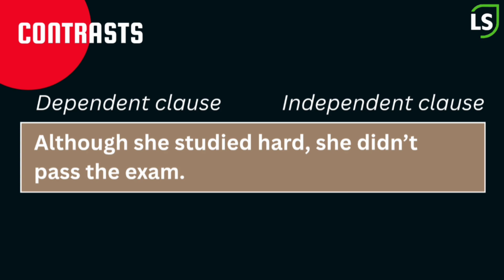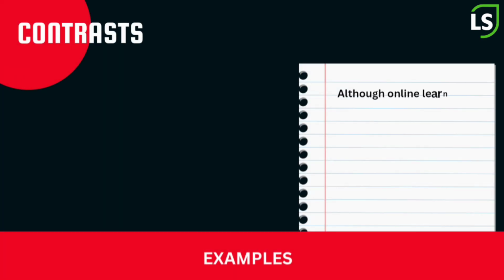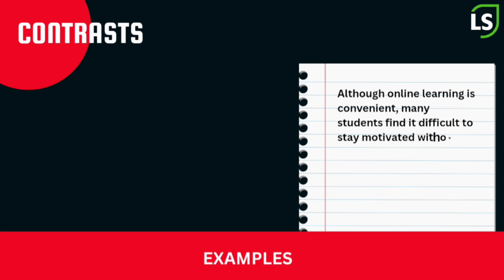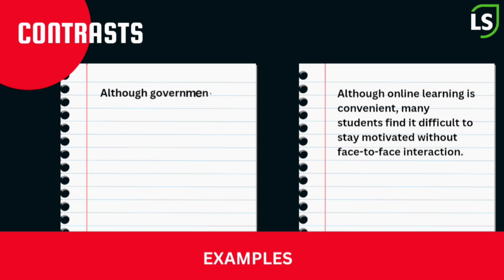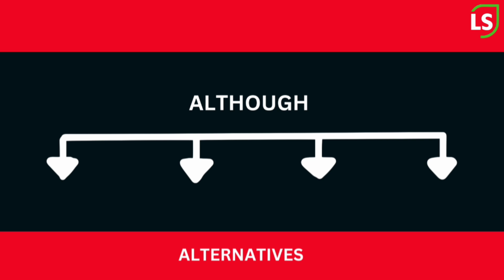In IELTS writing, although is very useful, and you may have noticed it appears often. For example, although online learning is convenient, many students find it difficult to stay motivated without face-to-face interaction. Or, although governments have introduced strict environmental laws, pollution levels continue to rise in major cities. Using although shows a good range of grammar in your essays. Now, let's explore some alternatives to although and learn when to use them.